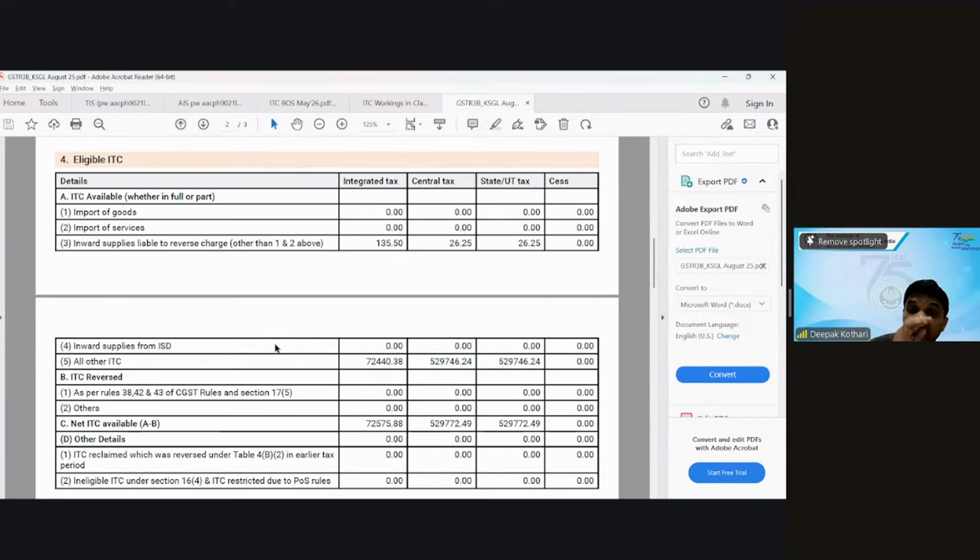And then I told you that you have to do the reversal also. How do we do the reversal? By mentioning it over here, saying ITC reversal based on section 17, which will come in the next class, what is blocked credit. So if I have to reverse it, then I will mention it over here. Then that credit gets reversed.